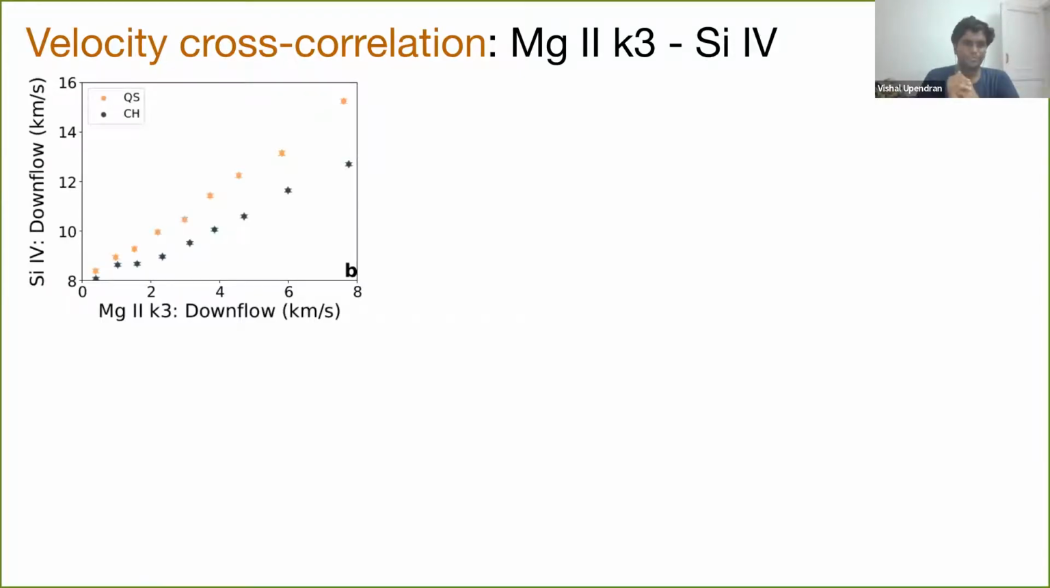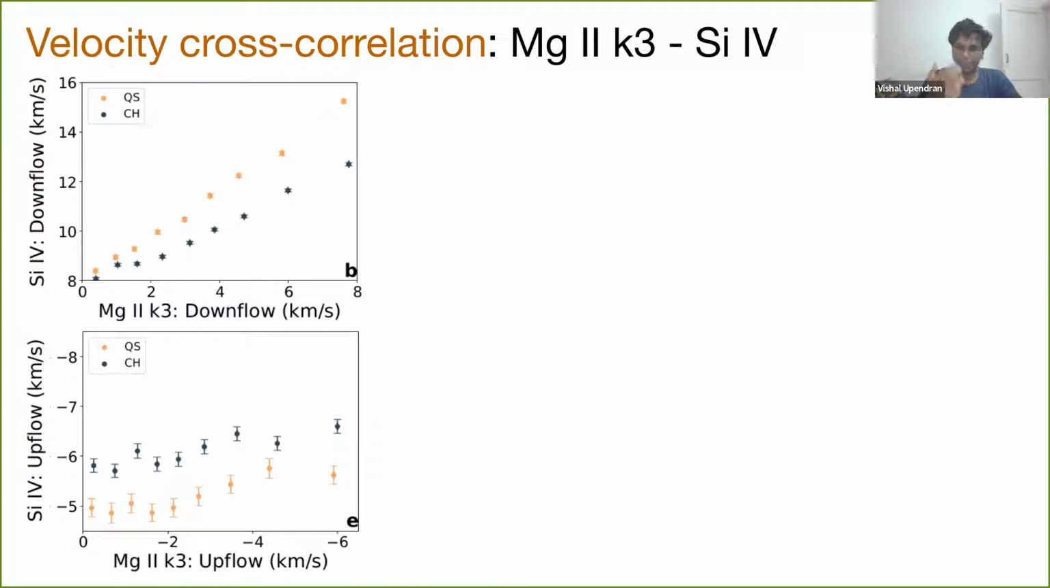So first, if you look at pixels which show downflows in magnesium and downflows in silicon, these two are very tightly correlated, which means that plasma which is falling down in silicon is also falling down in magnesium. And interestingly, for a given downflow in magnesium, the downflow in silicon is much larger. What this means is that there is excess deceleration happening in quiescent when compared to coronal holes in the downflows.